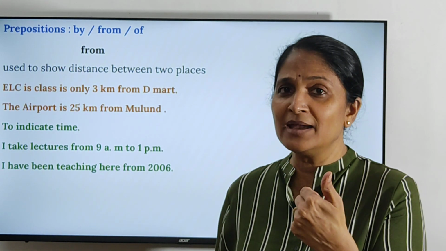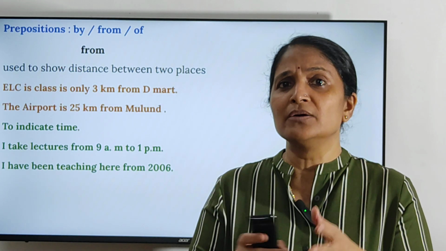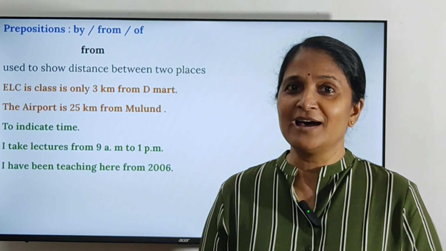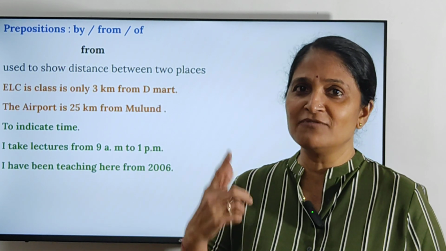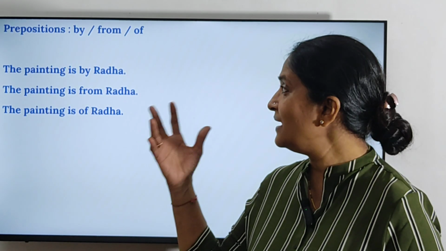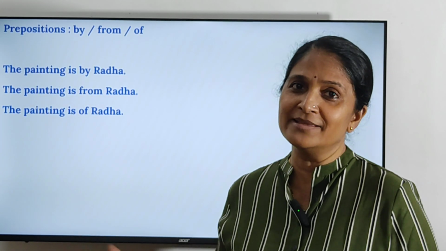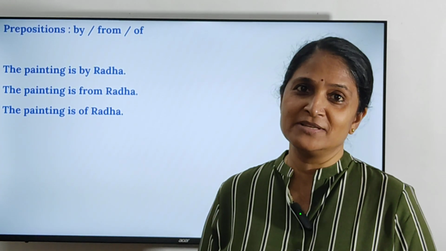You understood by, of and from. Yes, of is a little complicated, used in several ways. You need to go through this again. Now, I told you that at the end I will explain how you can use all three in one sentence. Now look at this. The painting is by Radha. The painting is from Radha and the painting is of Radha. What is the difference now?